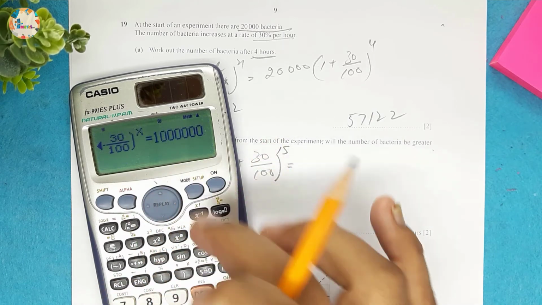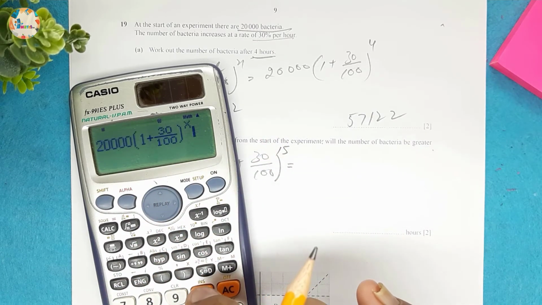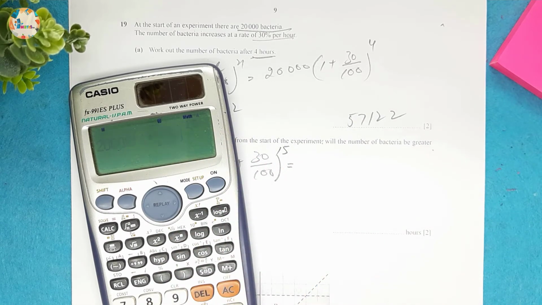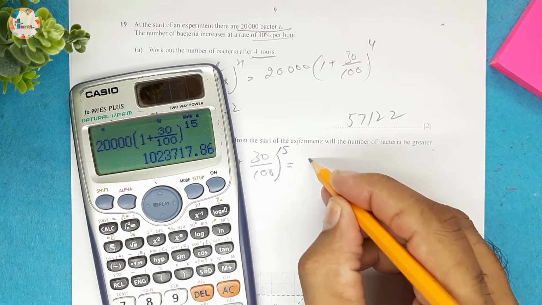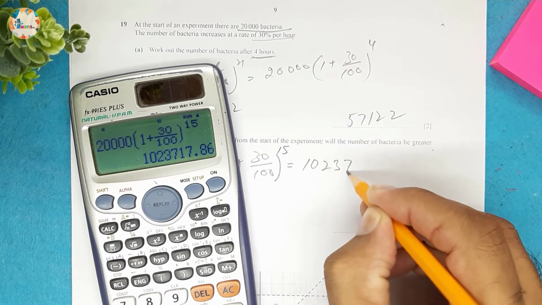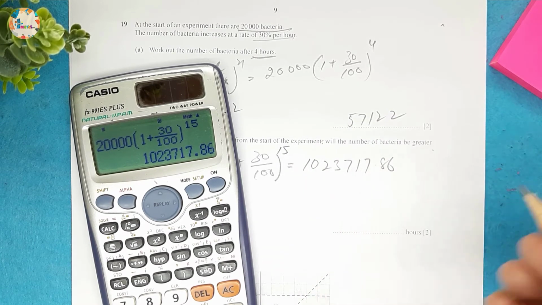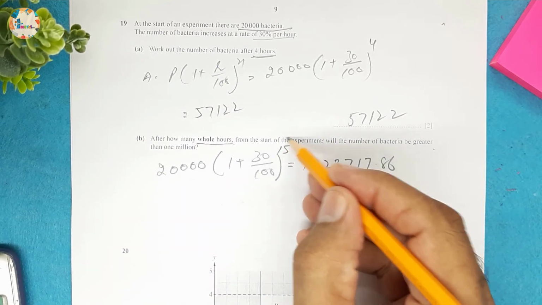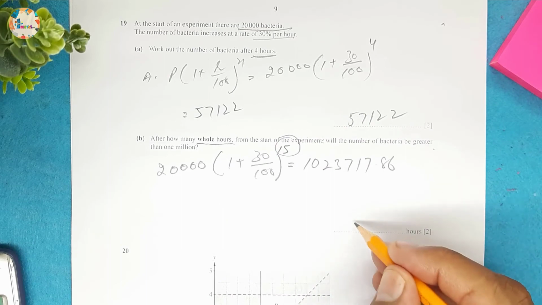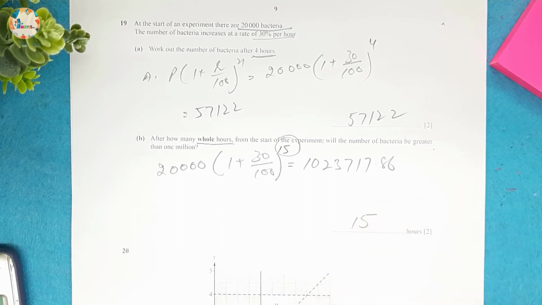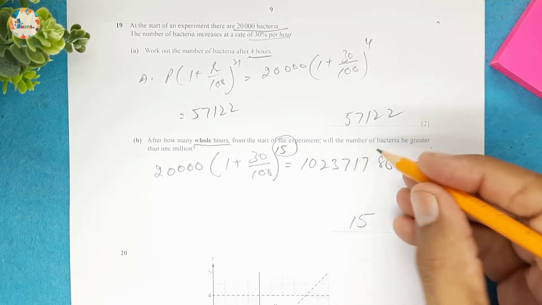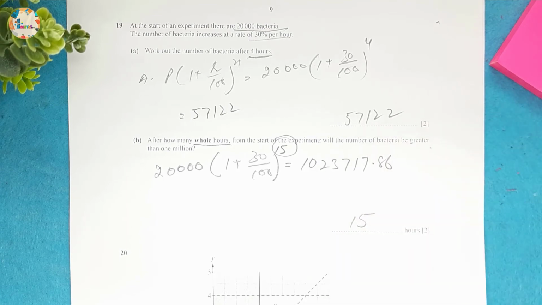Now I will go back to this equation. I'll remove this part and the x also. I will write here 15, and this will be equal to 1,023,717.86. So this is what we have provided in detail, and here 15 is our answer. So we'll write here 15 hours. This is the easiest way to solve this question. Hopefully you understood this.